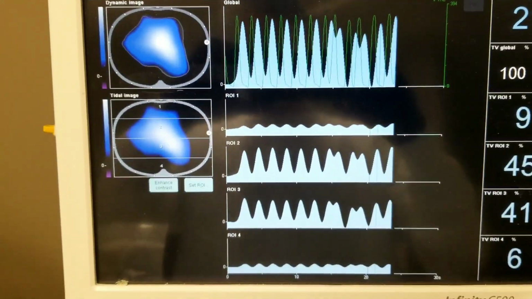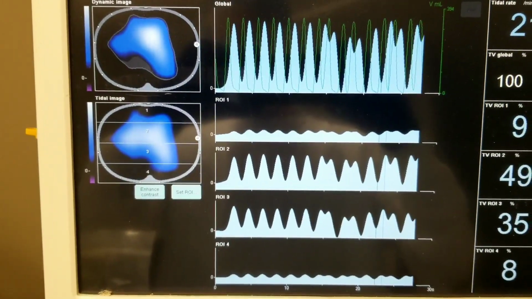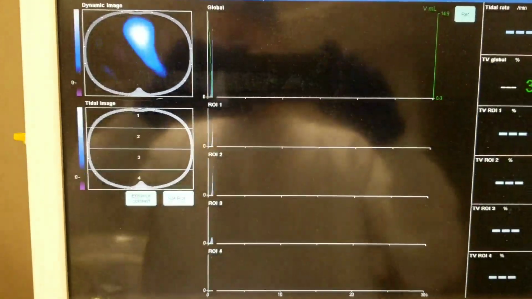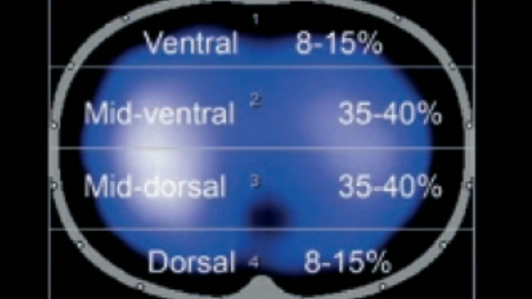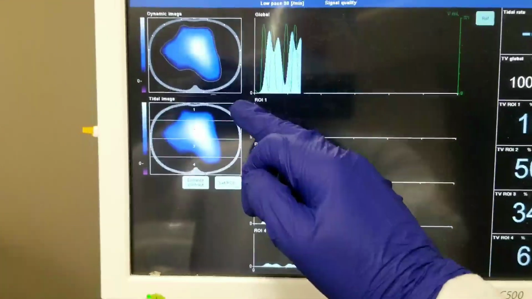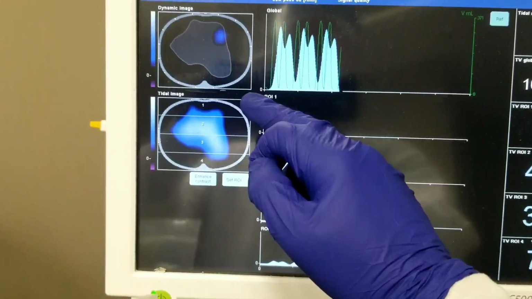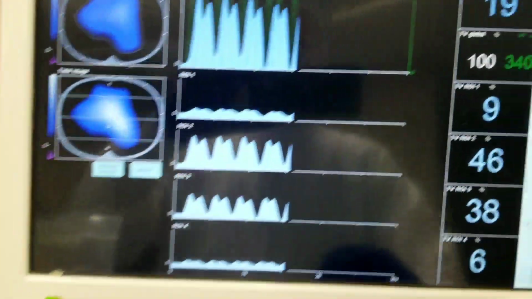All right, so this is on ACPC with a peak expiratory pressure of 26 and a PEEP of 6. We're going to keep that same drive pressure of 20. The calibration just terminated, and now here we're looking at the 4 regions of interest. That is your ventral, mid-dorsal, and dorsal regions.